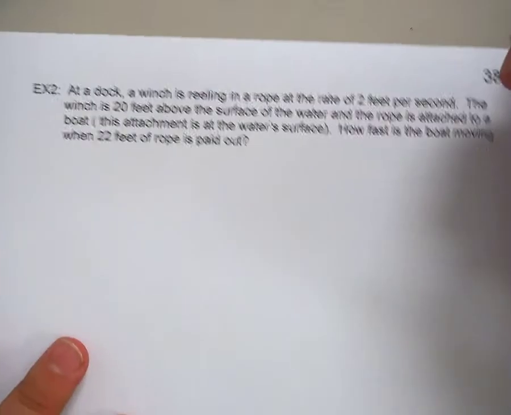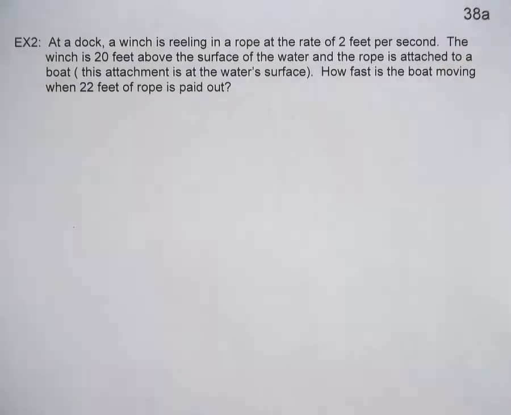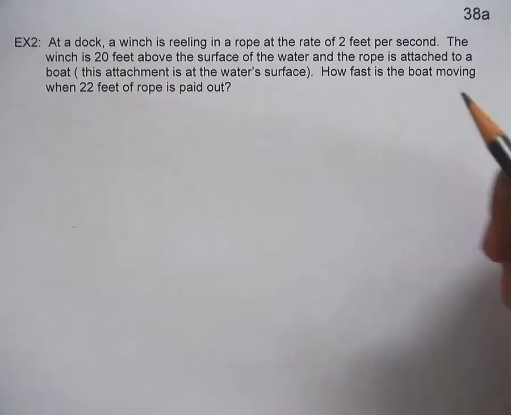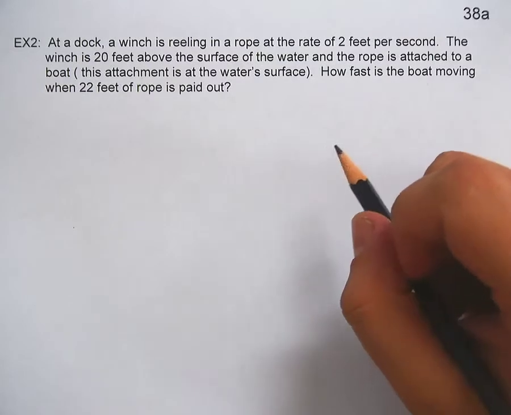Now, the numbering on these got a little weird, so it says example 2, but this is the one about the dock. It says, at a dock, a winch is reeling in a rope at a rate of 2 feet per second. So we're on a dock, right? We've got a winch reeling in some rope. The winch is 20 feet above the surface of the water, and the rope is attached to a boat. This attachment is at the water's surface. It says, how fast is the boat moving when 22 feet of rope is paid out?